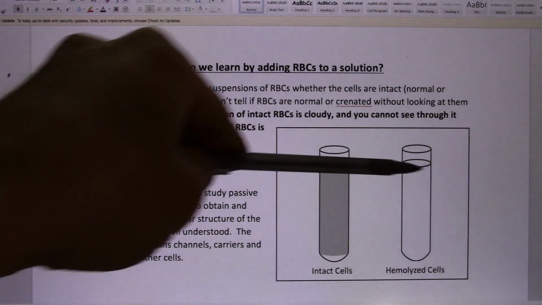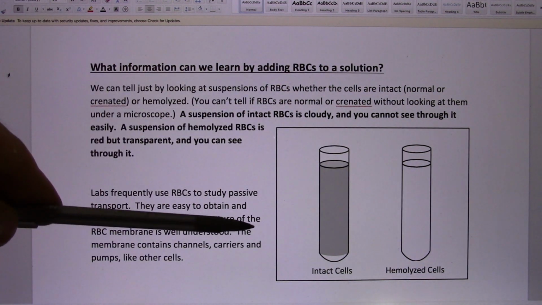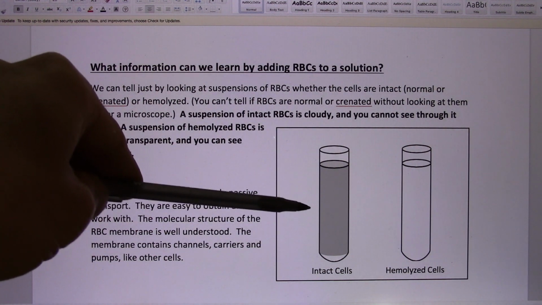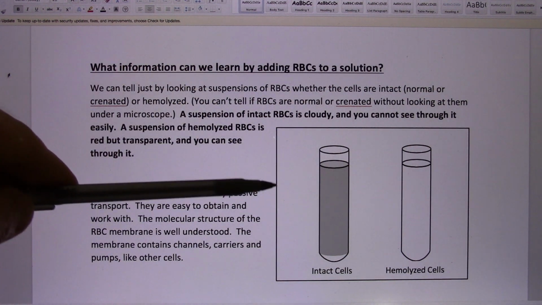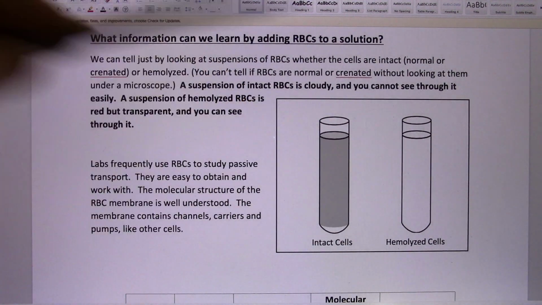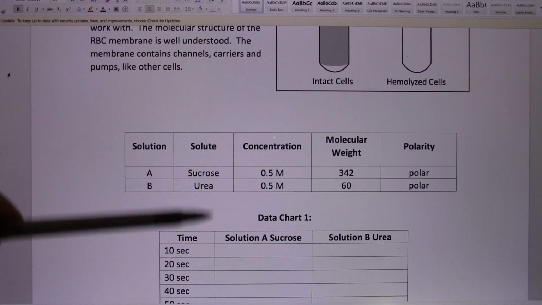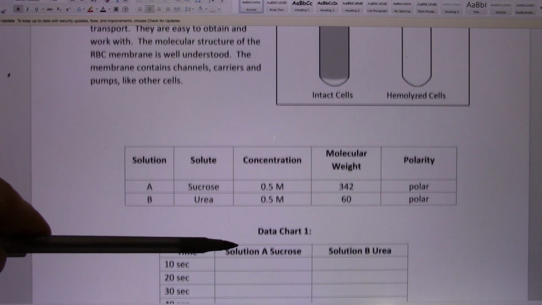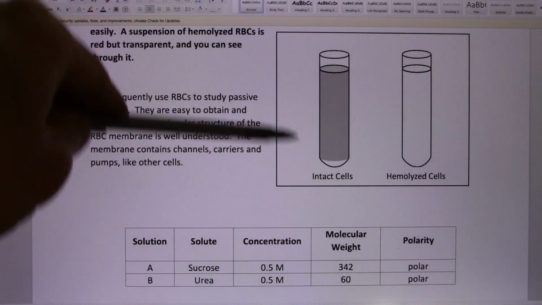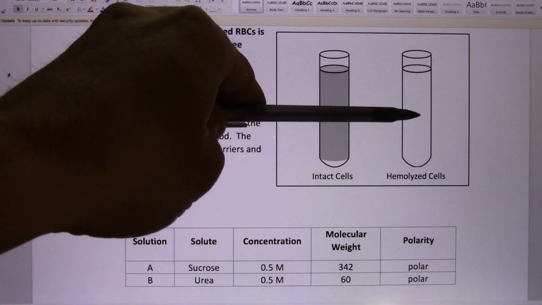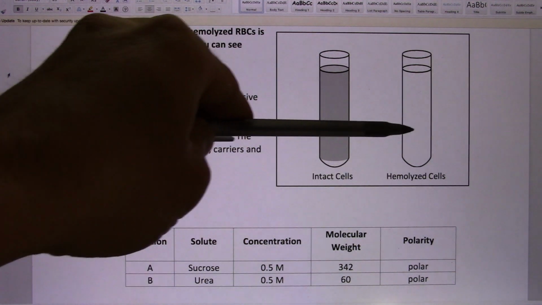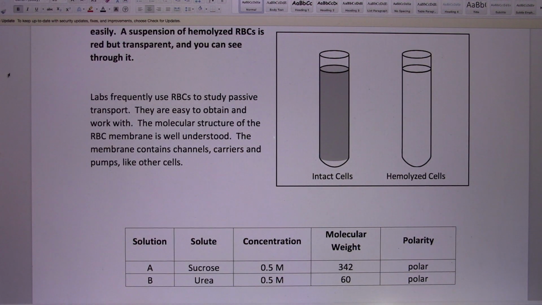So we prepared two artificial bloods, the artificial red blood cells, and we have two test tubes, and we add sucrose, add urea, and we wait. 10 seconds, 20 seconds, 1 minute, and quickly you find the one with sucrose still looks like blood. But the one with urea quickly becomes clear. Clear is hemolyzed cells. Why is it clear? Because all the red blood cells were gone, and they were gone because they burst.